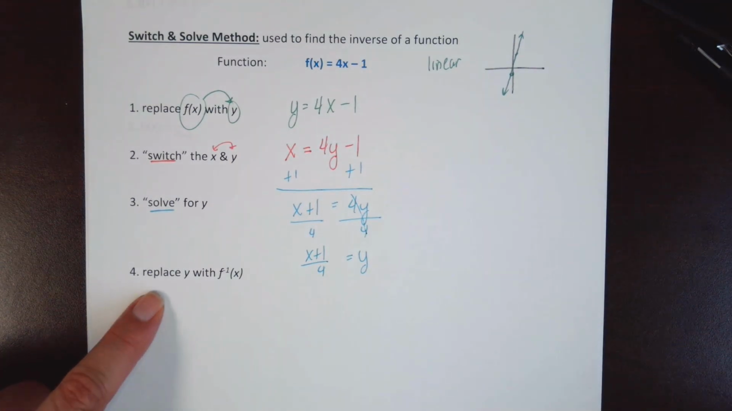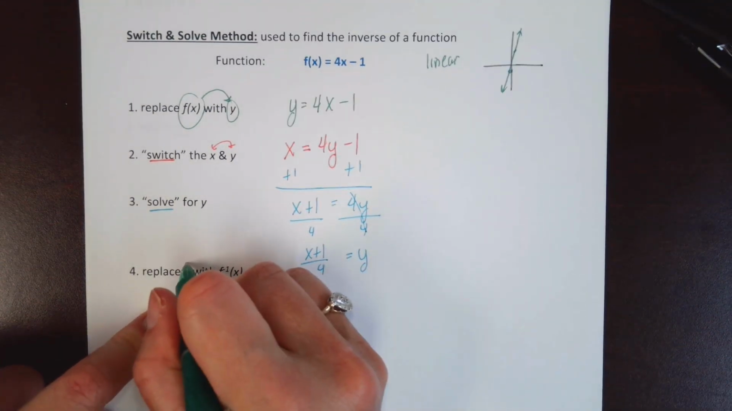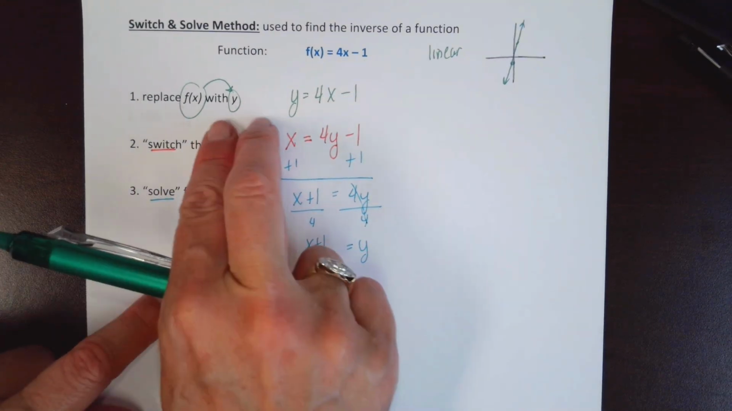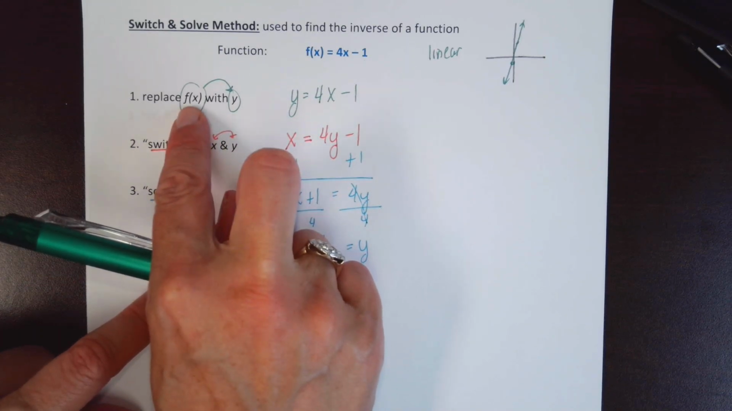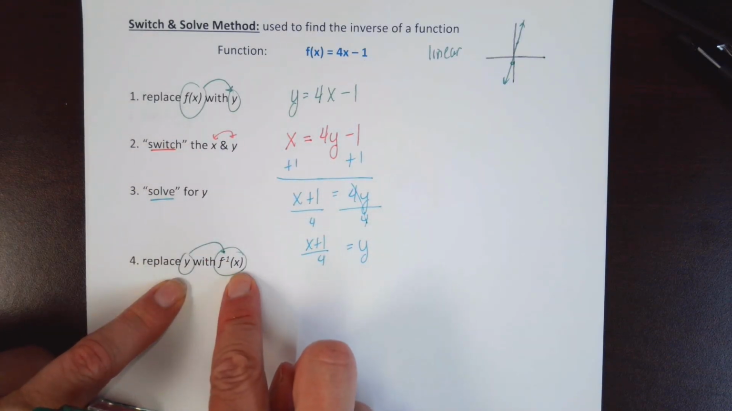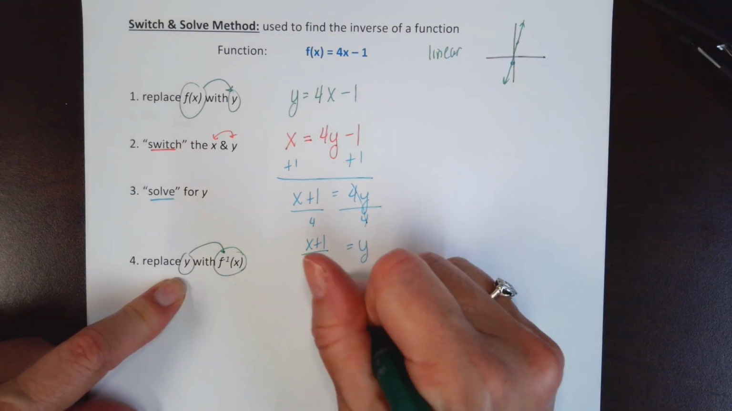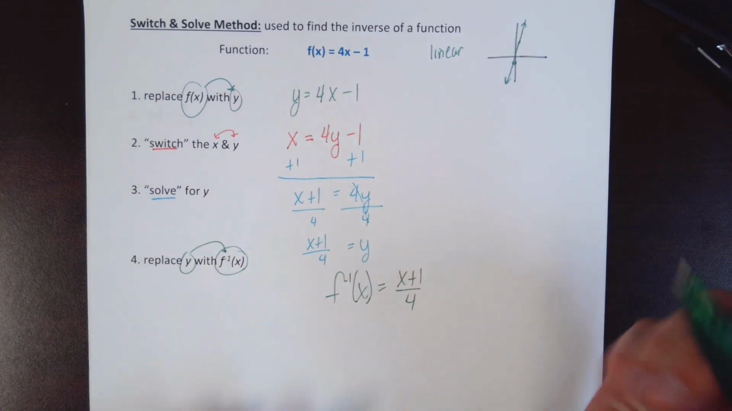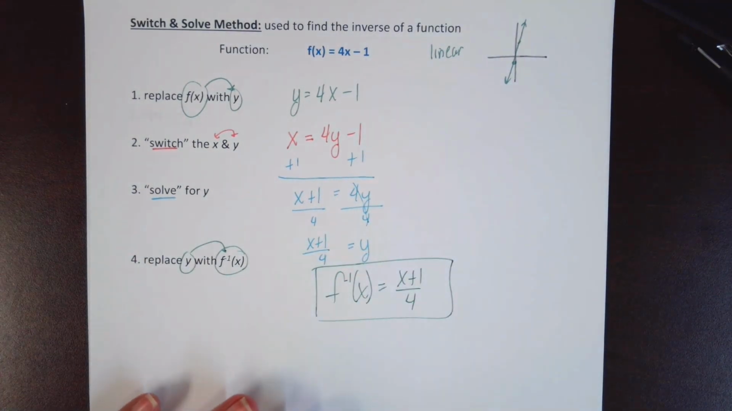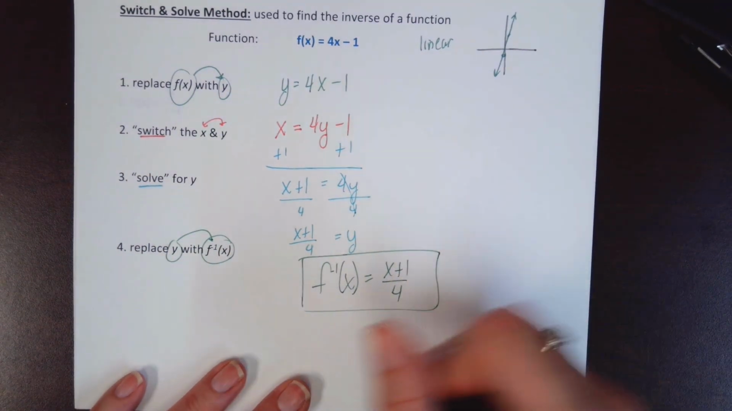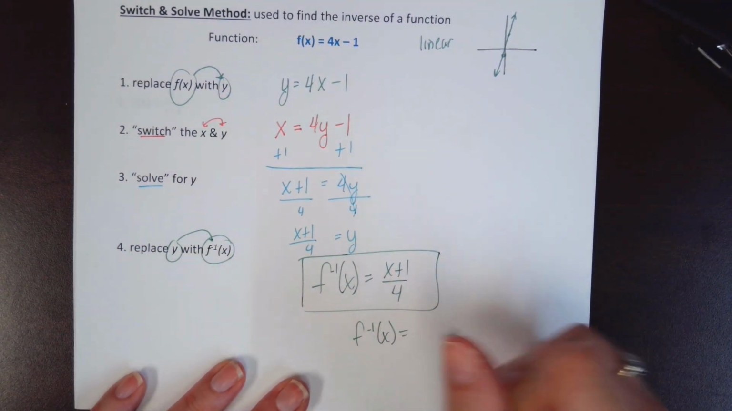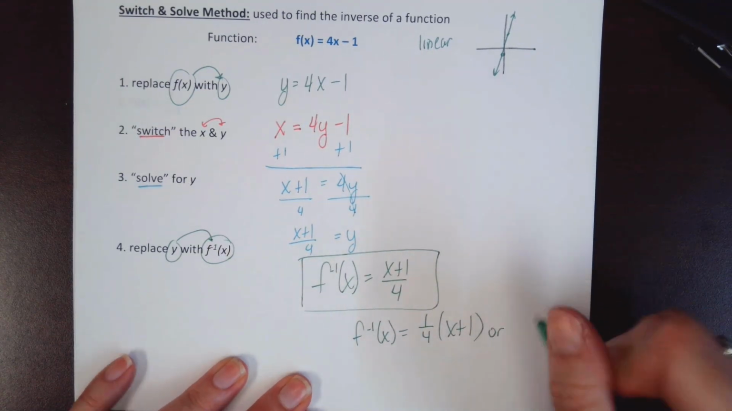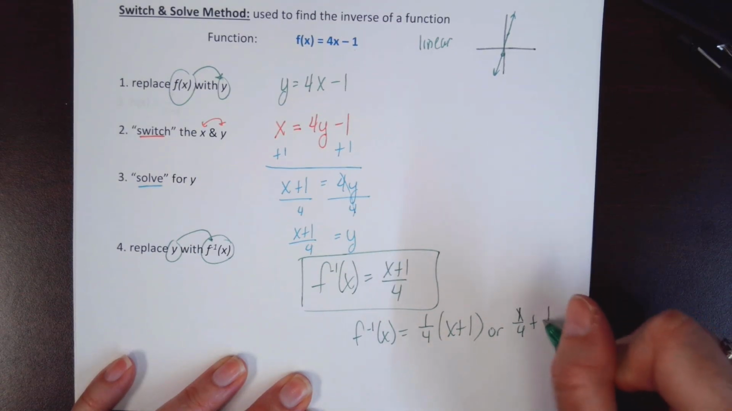Now my last step is to put the notation back. So I'm going to replace y with my inverse notation. Don't forget this last step. We had to take it out of our function notation in the first step. Now we have to put it into our inverse function notation. So y becomes f inverse, and that is equal to x plus 1 over 4, which is absolutely fine. I could also choose to write that as 1/4 times x plus 1, or x over 4 plus 1/4. It is the same thing.